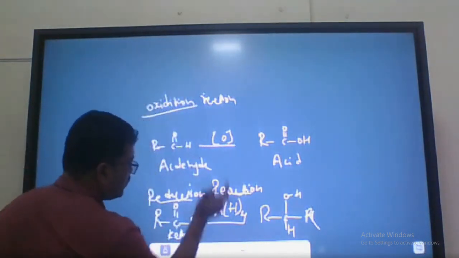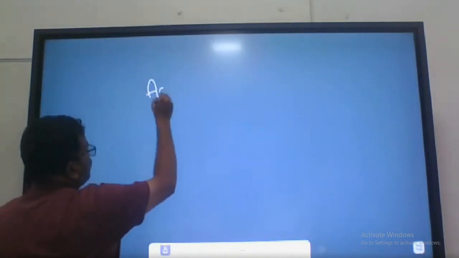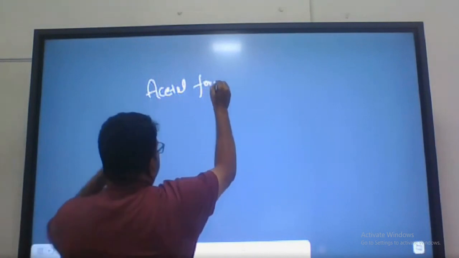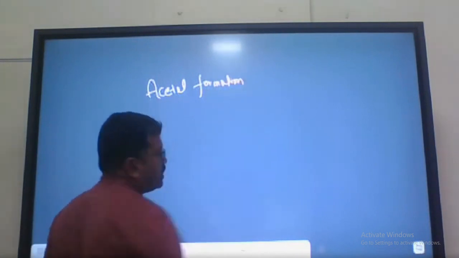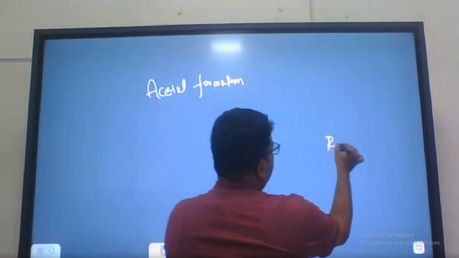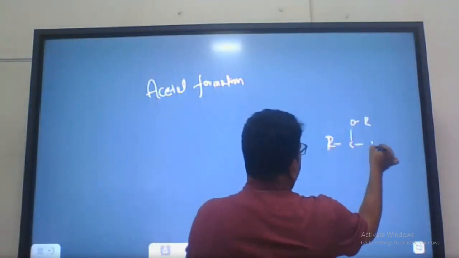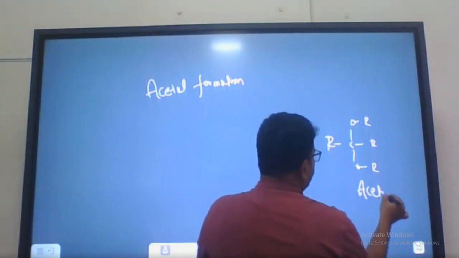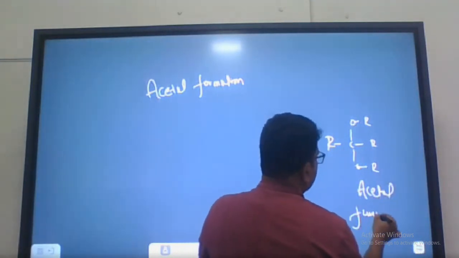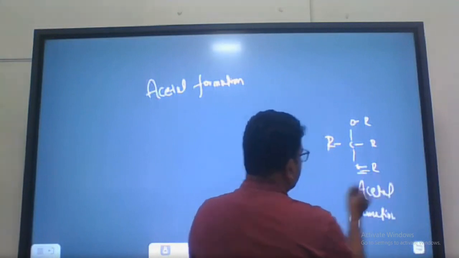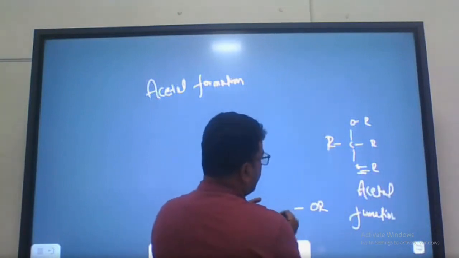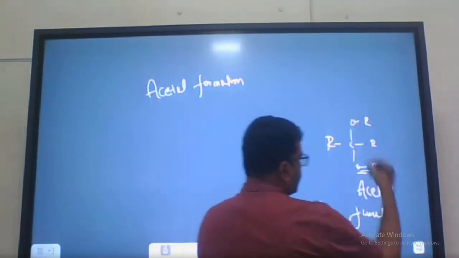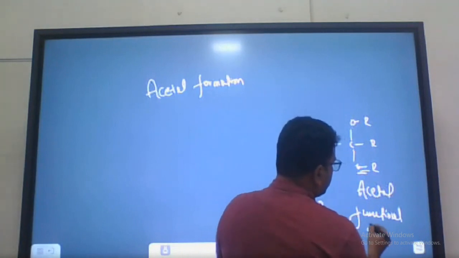Acetal formation, very good. The addition reaction, acetal formation. Acetal, see, if carbon is attached to OR, this is called acetal functional group. This is the alcohol group, OR means alcohol. Two alcohol groups are substituted on the same carbon, that is the functional group.